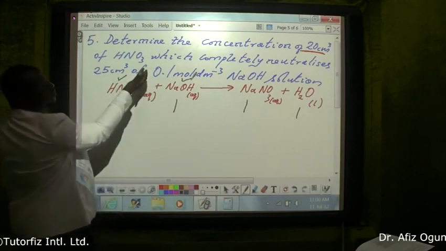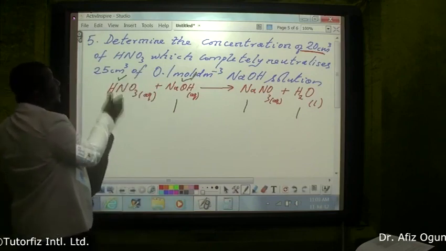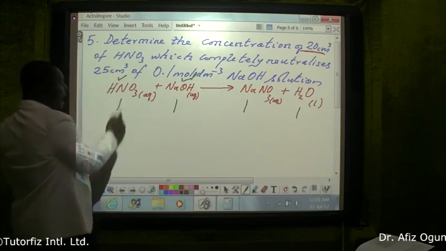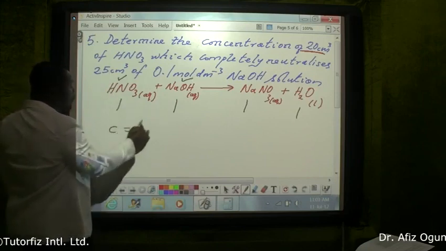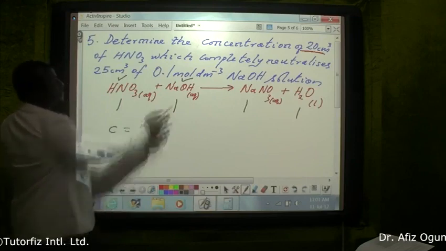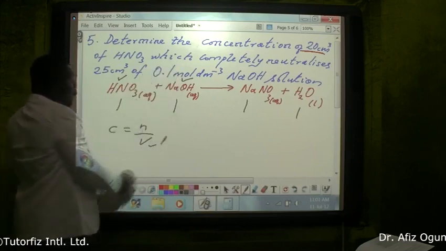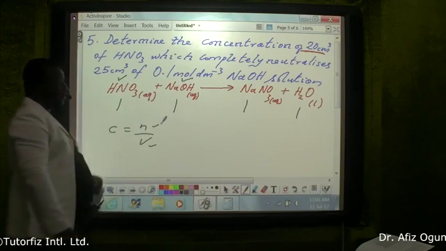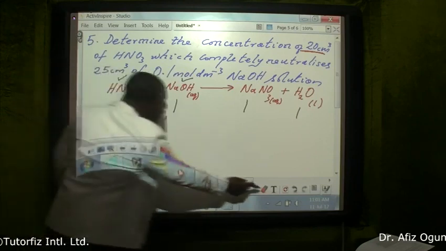There's nothing for me to use. This is the mole of this I want. If I can know the mole of this, I'm looking for the concentration of this. If I know its mole, I use concentration equals mole divided by volume, because I know the volume. So I only need to know the number of mole to get the concentration. Is it easy for me to know the number of mole?